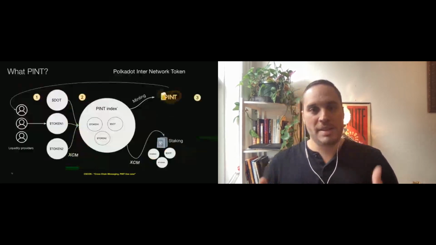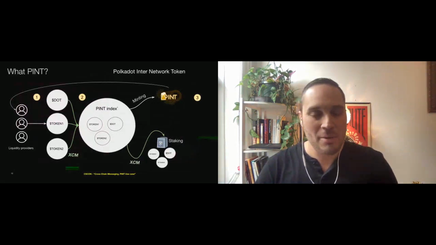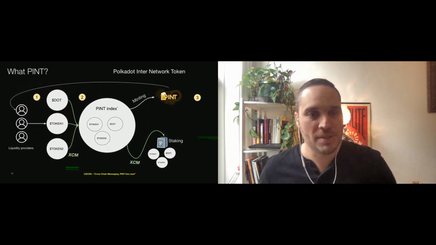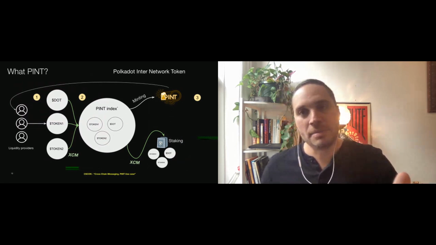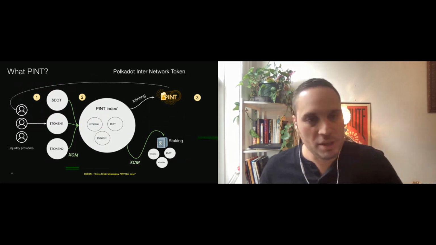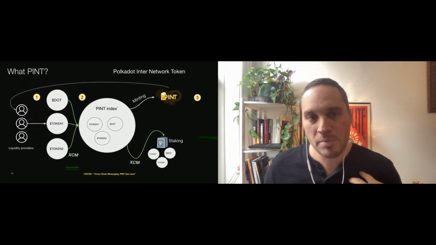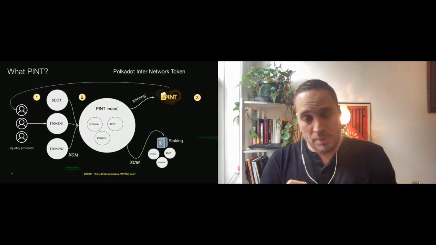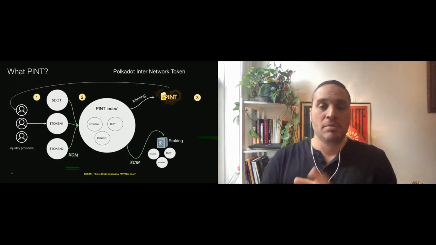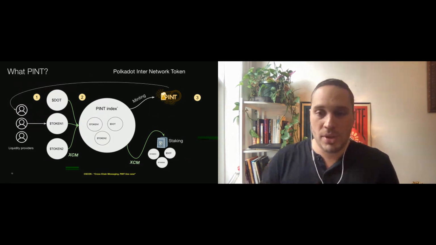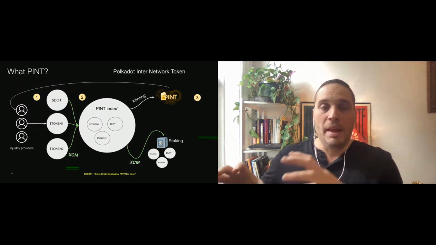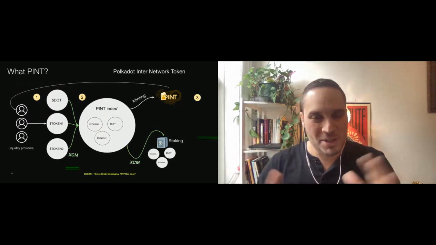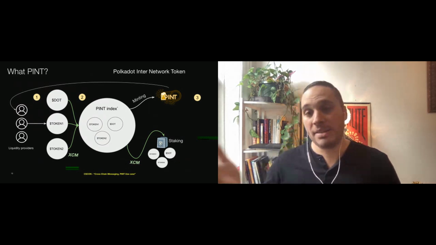Now, how does this interact with XCM, and how is it going to allow us to talk about this? A quick overview of the macro process of PINT. On the left side, if you have some different liquidity providers, or let's say I want to put some DOT into the PINT index, I'm going to insert those DOT in the PINT index, and then from there, some of those DOT are going to be staked based on the value of the DOT and some different mechanism of calculation, which is not the theme of this presentation today. I'm going to get some PINT in reward.